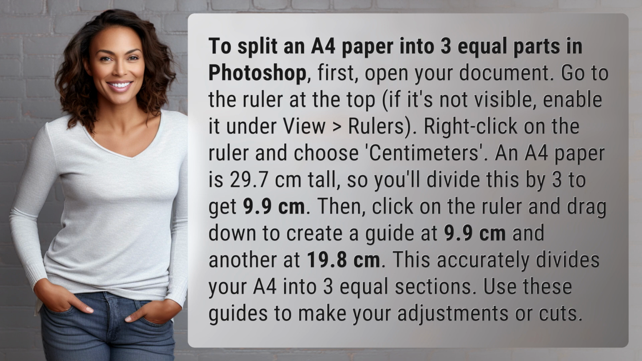An A4 paper is 29.7 centimeters tall, so you'll divide this by 3 to get 9.9 centimeters. Then, click on the ruler and drag down to create a guide at 9.9 centimeters and another at 19.8 centimeters. This accurately divides your A4 into 3 equal sections. Use these guides to make your adjustments or cuts.